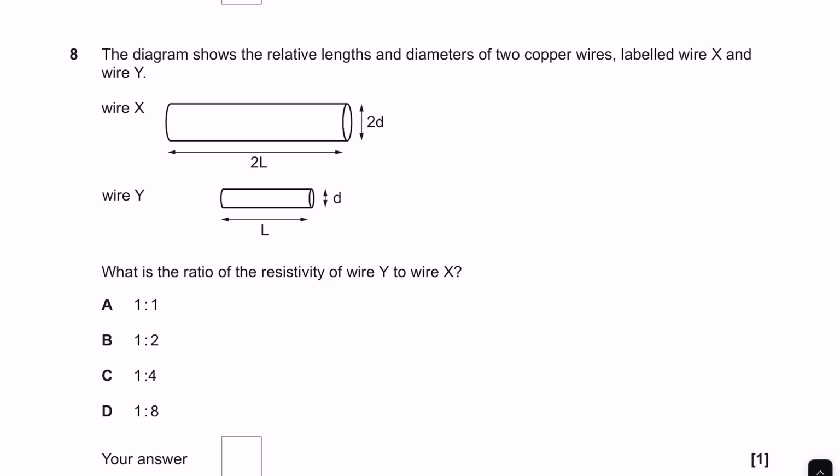Okay, question number 8. The diagram shows the relative lengths and the diameters of the two copper wires labeled X and Y. What is the ratio of the resistivity of Y to X? Okay, very cheeky question. Resistivity depends only on the material mainly. So if the materials were different, then I would consider other things like diameter and length. However, they're both copper wires, so the ratio will remain the same. A will be my answer here, so be very careful there.